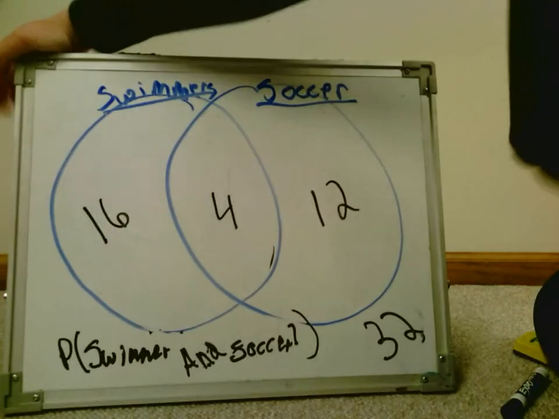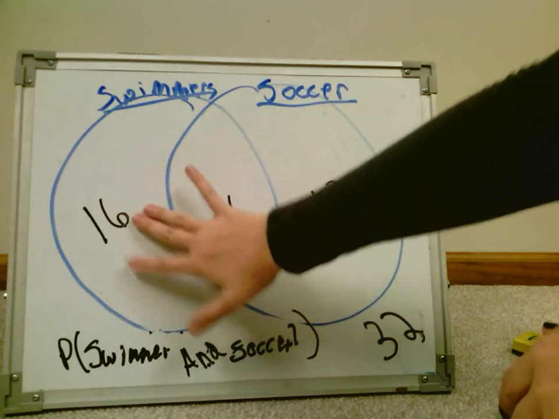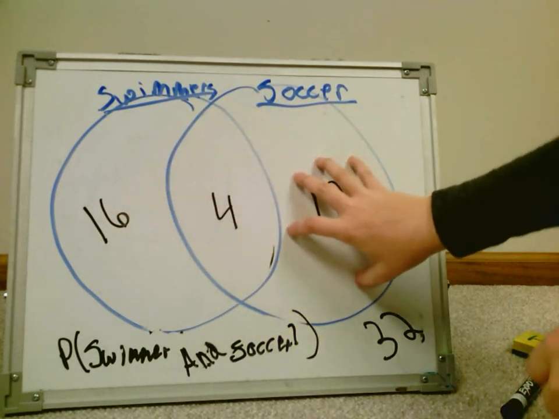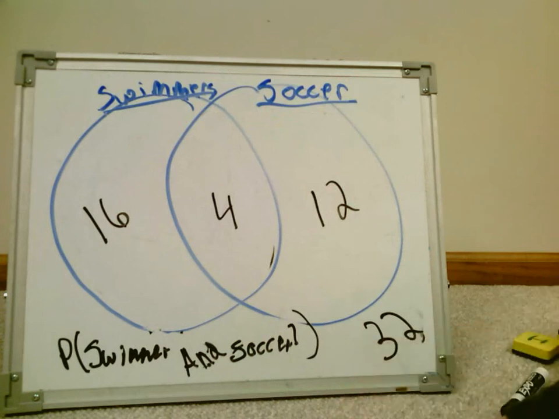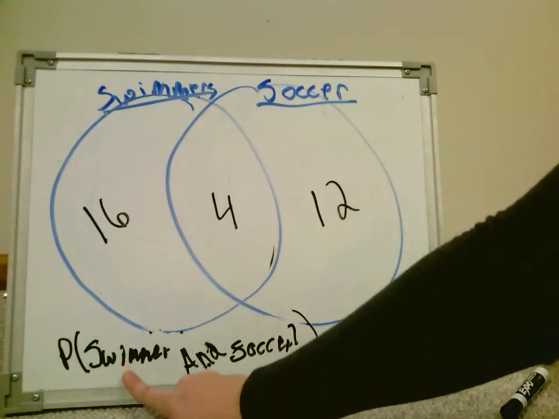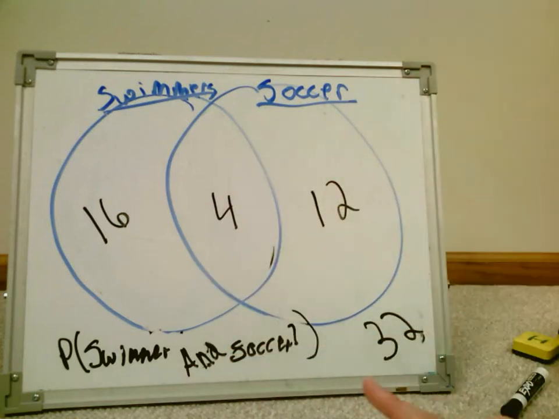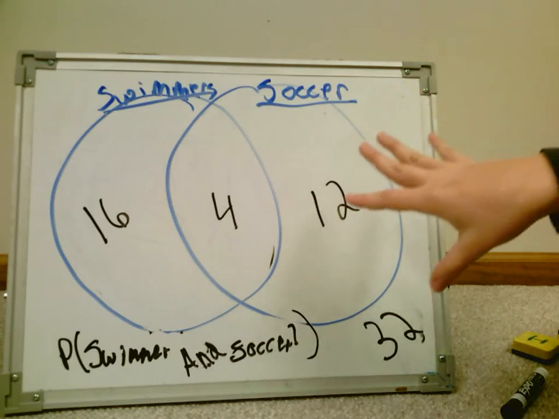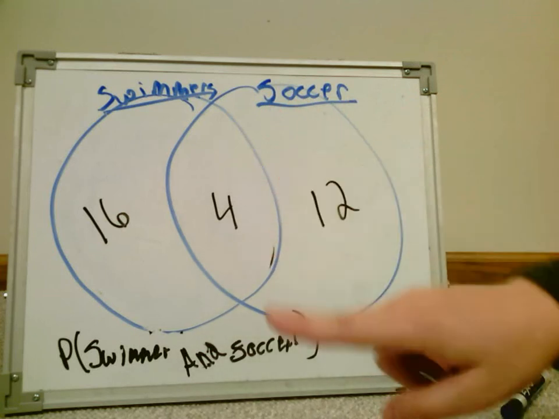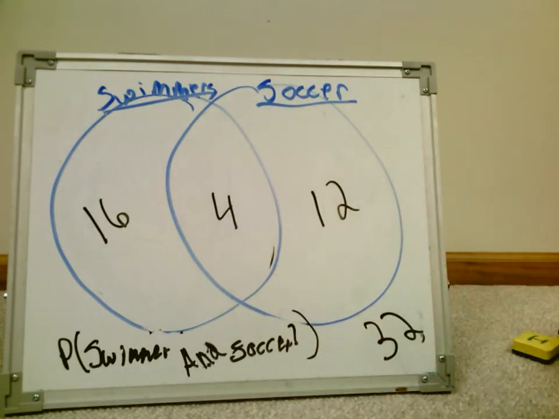So if you go to your Venn diagram and you look at all these kids, you have 16 swimmers, 4 in this middle section, and 12 soccer players. We want to know how many people are both a swimmer and a soccer player. Not either or, but they have to be both. So how many students are both swimmers and soccer players? Ask yourself that. Not either or, has to be both. So looking at this Venn diagram, where are my students that are both a swimmer and a soccer player? Well, this section, right?